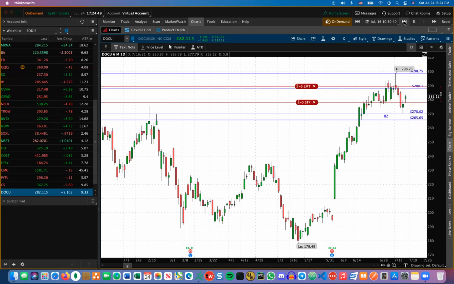I'm going to advance the time here so we can see what's happening. All right, it's pulling back a little bit. Is it pulling back a little bit? Yes, it is pulling back a little bit, but we're still on track.